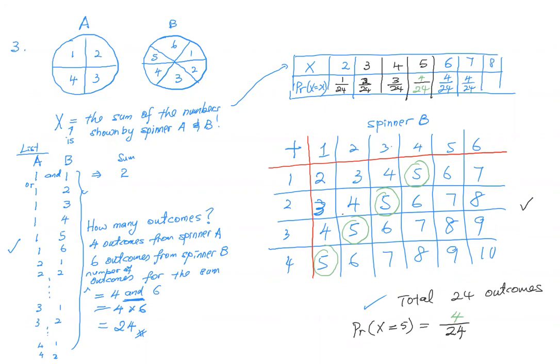8 appears 3 times out of 24 times. And 9 appeared 2 times out of 24 times. And 10. So what is the probability of getting the sum of 10? It is 1 out of 24.